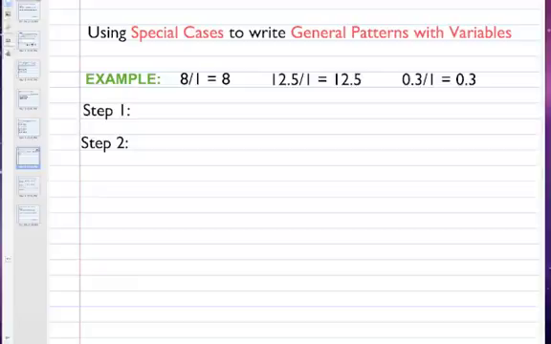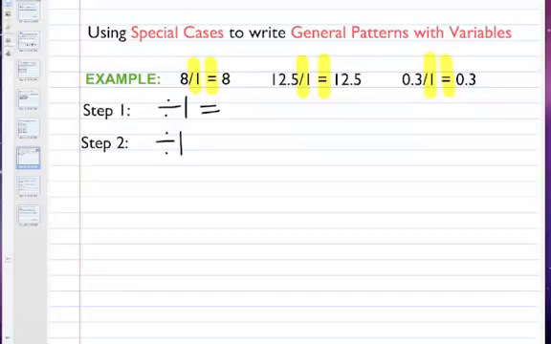We're going to use special cases or examples to write general patterns with variables in 2 steps. First thing you do is you look at the special cases and try to find what is the same or what is consistent in all of the special cases. If I look at that, I see divided by 1 and equals is the same in all 3 equations. So step 1 is writing down what is the same in all. So divided by 1 and equals is the same in all 3 examples.